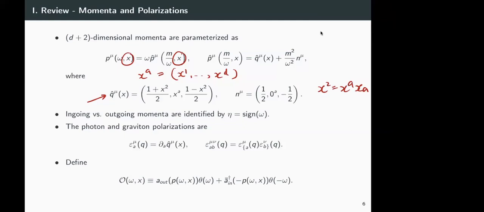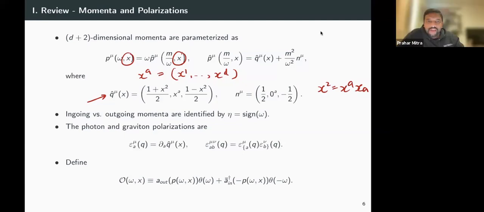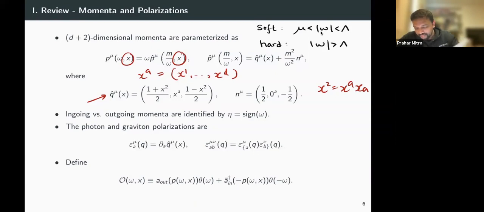So far, you don't have any cutoff on omega, right? I don't have any cutoff on omega, but indeed the cutoffs that I was mentioning to you previously are going to be on omega. What I'm going to mean by soft is mu greater than absolute value of omega greater than lambda. And what I mean by hard is going to be omega greater than lambda.